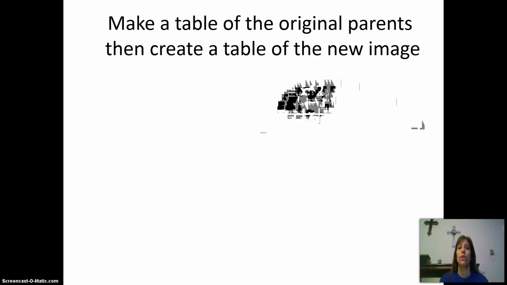The first thing I'm going to want you to do today is get a regular sheet of paper and make a table of the original parent functions. You'll do the ones that you should already have in your journal, so that should go very quickly. Then you're going to create a table of the new image. I actually did an example here for you. So let's say I have f of x plus 2 in parentheses minus 3.